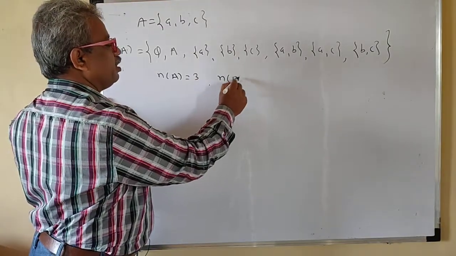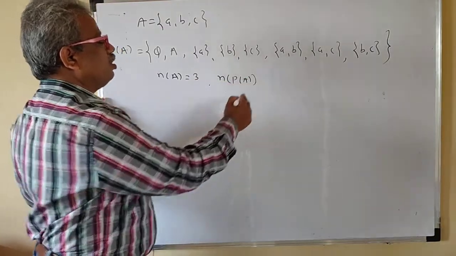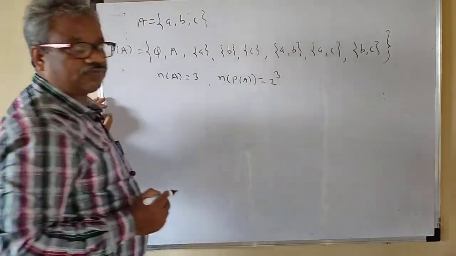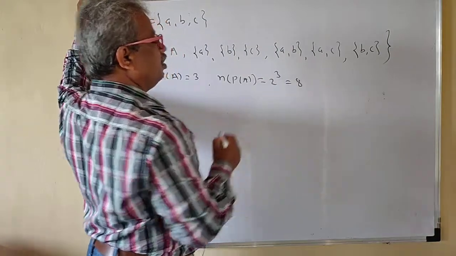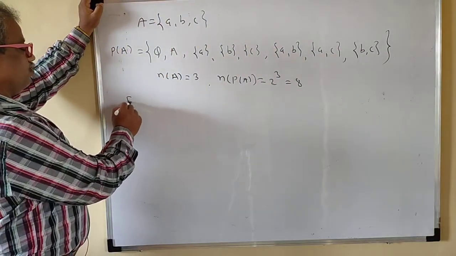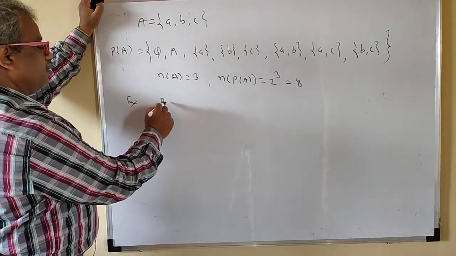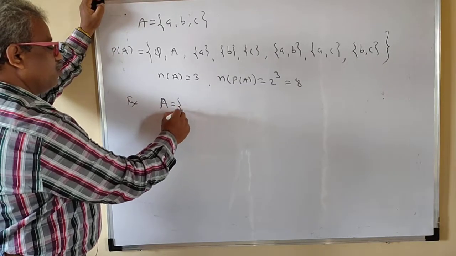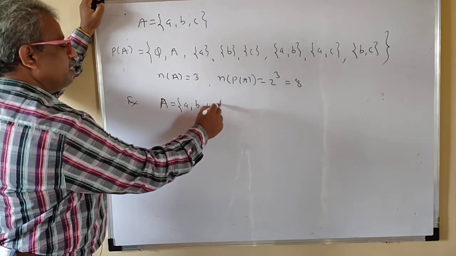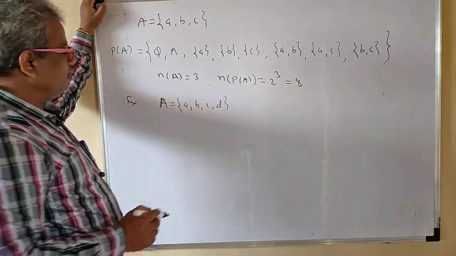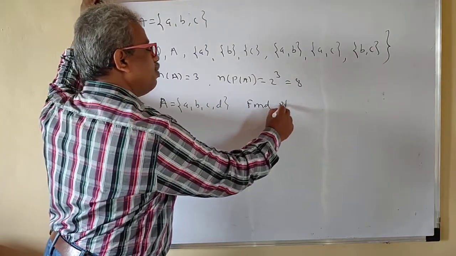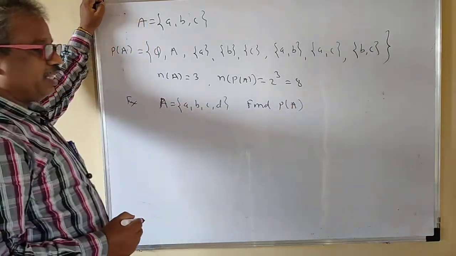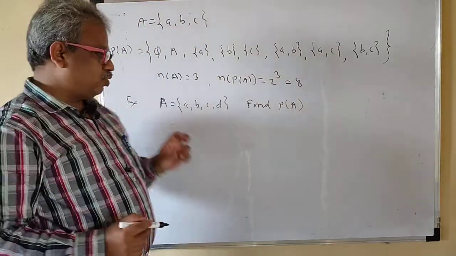So the number of elements in the power set of A is what? 2 to the power 3 is 8. Now see, there are 8, right? So this is the exercise for you: find the power set of A if A is equal to {a, b, c, d}. Then find the power set of A. Now how many elements should be there? 2 raised to 4. Note that.